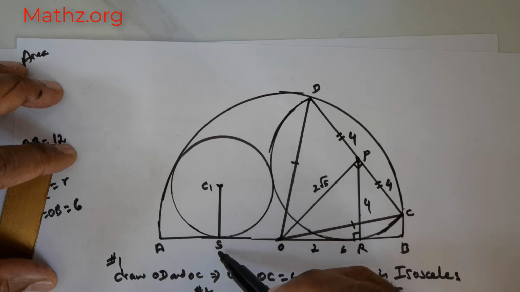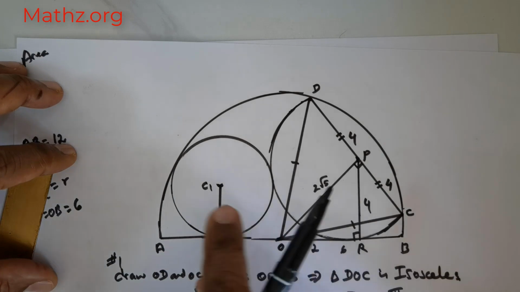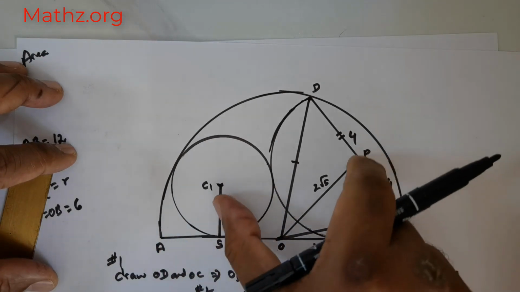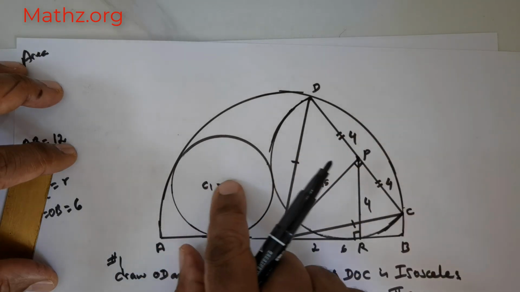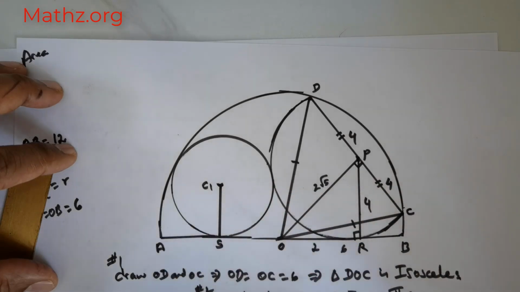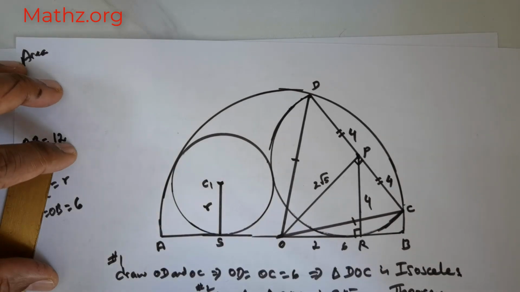Now C1S and PR, they are parallel because these two are perpendiculars dropped and they are all on the same line. If I were to draw a line here, that would actually be parallel to SR. Okay, so I'm going to take this as r, right? So now the question is, how am I going to find the value of r?